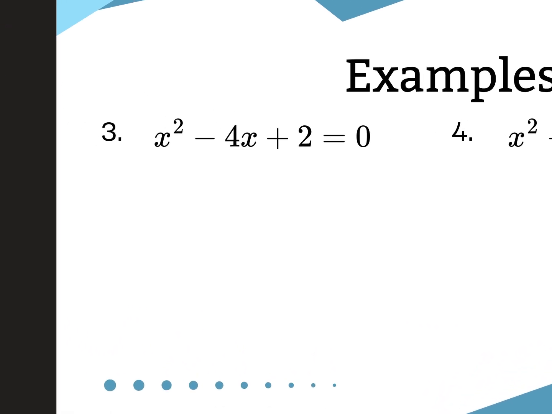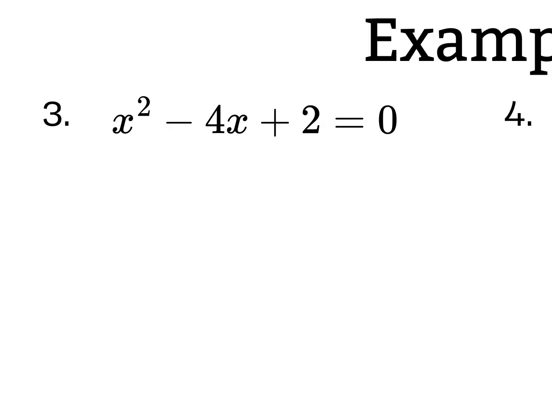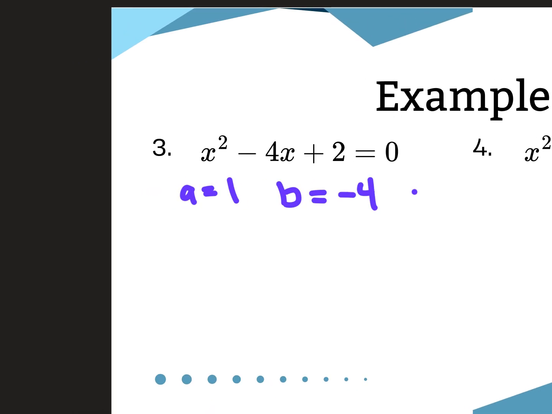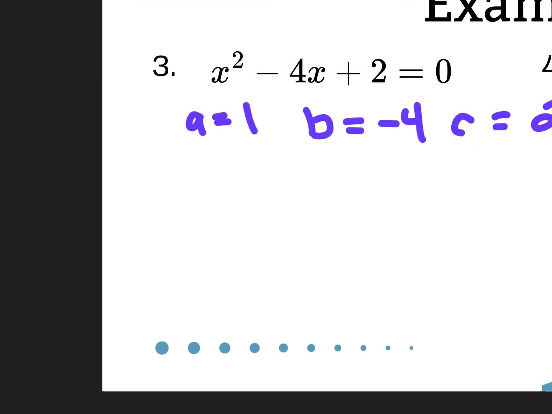Let's do 3. Evaluate the situation. Can I just go ahead and name my A, B, and C right now? Yes or no? Yeah, because we're in standard form, we're set equal to 0. So what's A? A is 1. What's B? -4, good. And what's C? 2. All right, so let's go ahead and throw it in the formula.